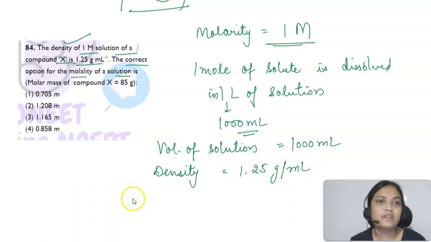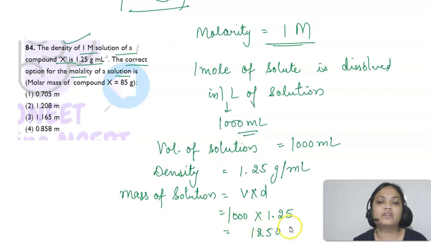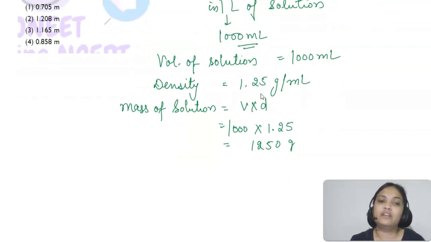So if volume is given, density is given, can you find out the mass of solution? Yes, we can find out the mass of solution, which will be volume into density. So 1000 into 1.25, so it will be 1250 grams, right? So this is the mass of the solution you have. Now why I have calculated the mass? Because molality is number of moles of solute per kg of solvent. So I need to find out the mass of solvent. So for that I need to know what is the mass of solute.